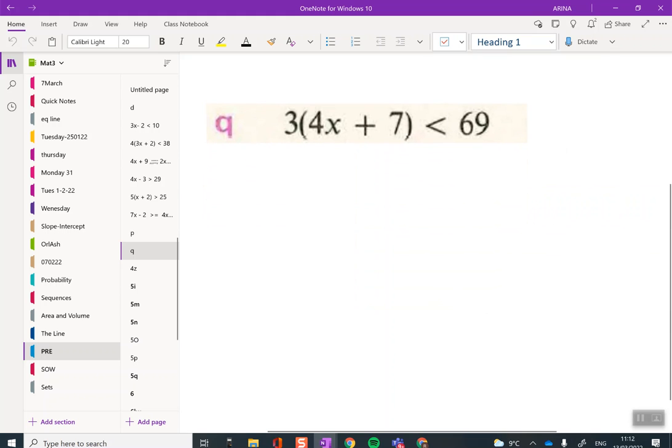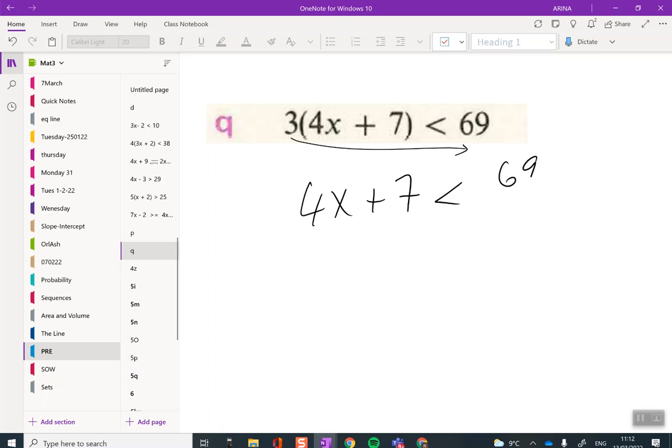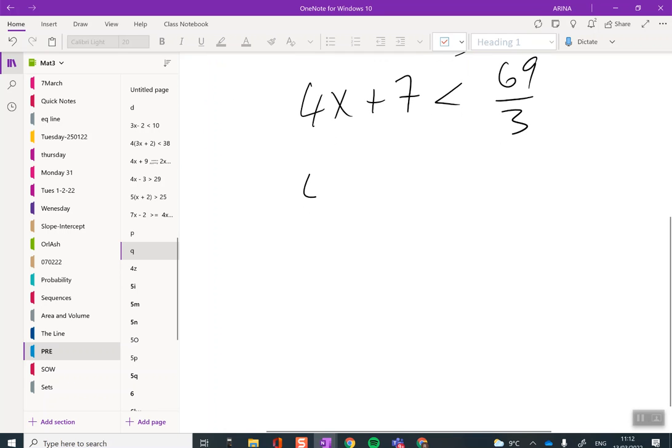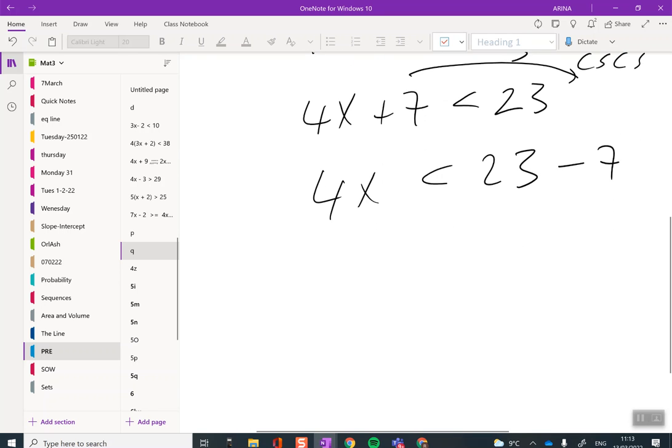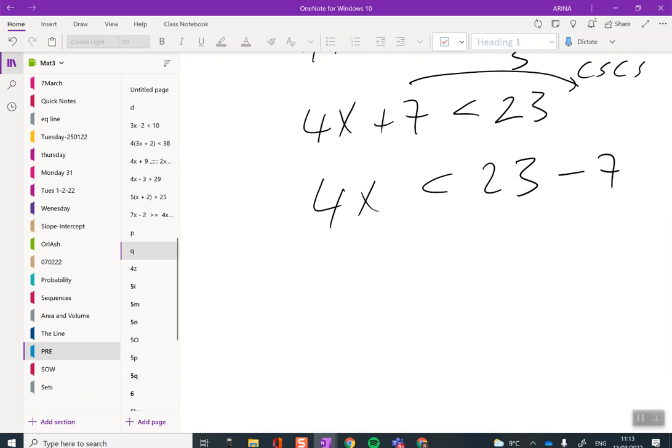Now 3 goes into 69, so we'll divide the 3 in, and we'll drop the bracket. Simplify. It's okay to skip this step here. Change side, change sign. Careful.